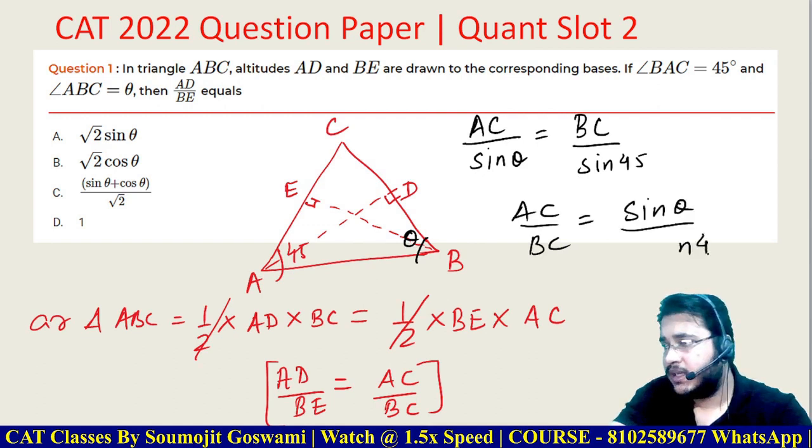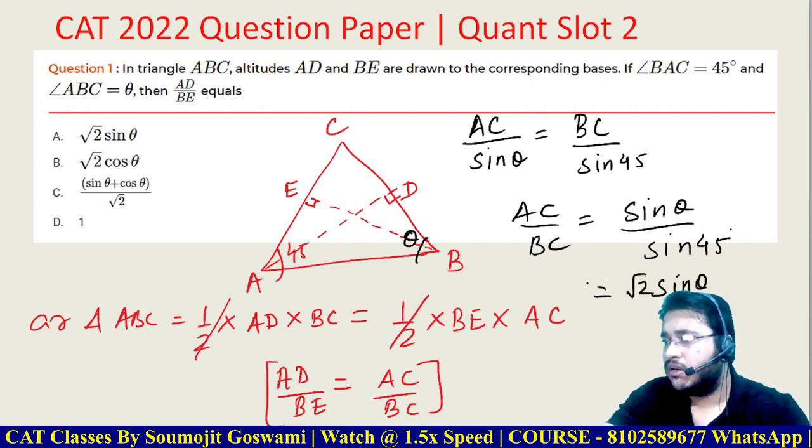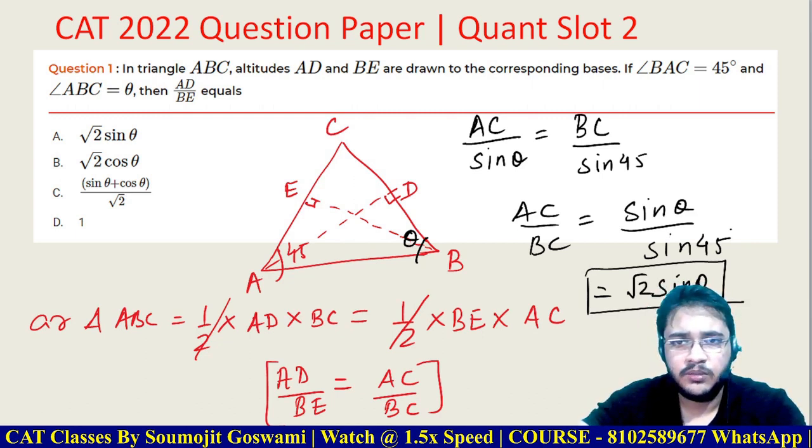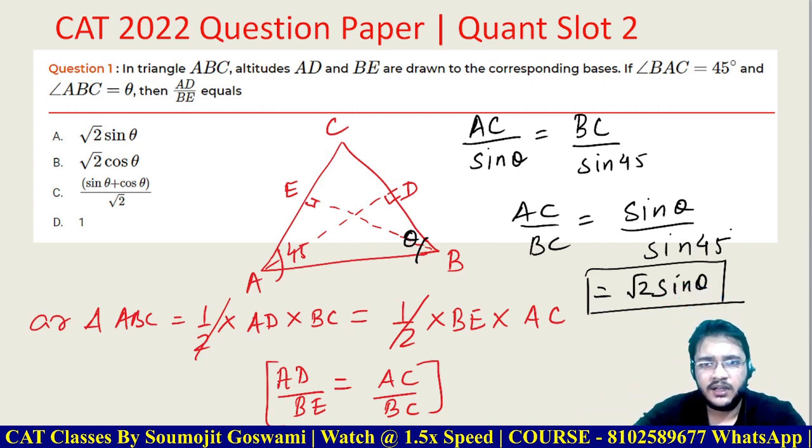Do we know the value of sine 45? We know the value, and the value is 1 upon root 2. When you write this, it will be root 2 sine theta. Now, obviously, anybody looking at this will say, sir, solving this at the comfort of your home always makes it easy, but in an exam condition this is a little difficult. Obviously it is going to be difficult in an exam condition, for many reasons.